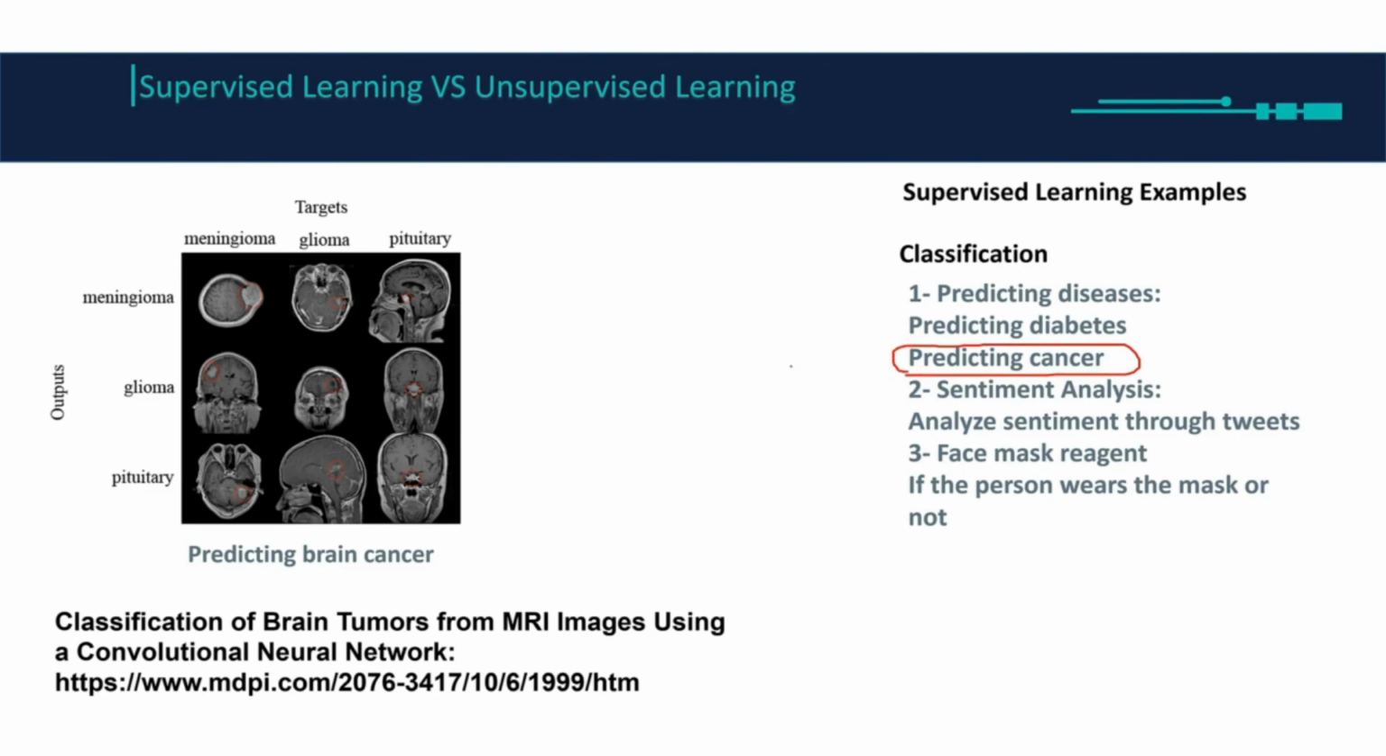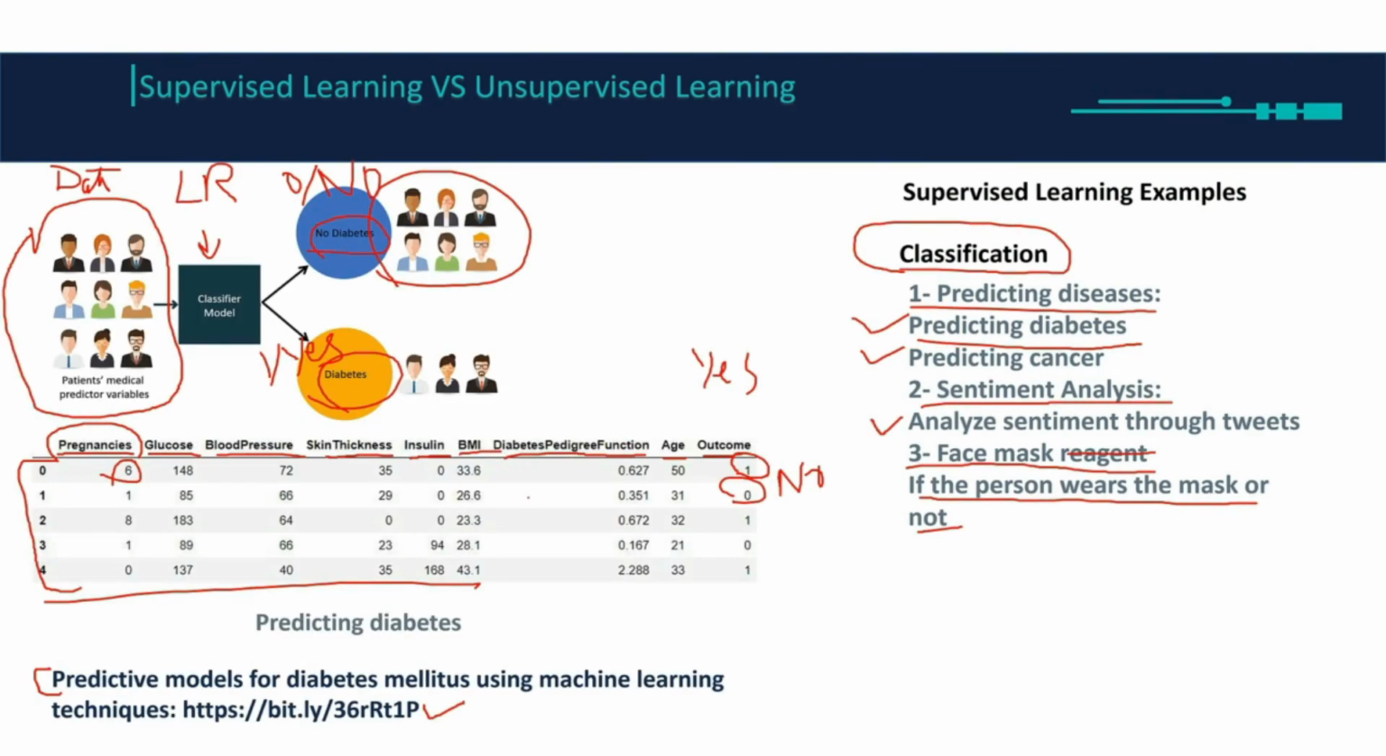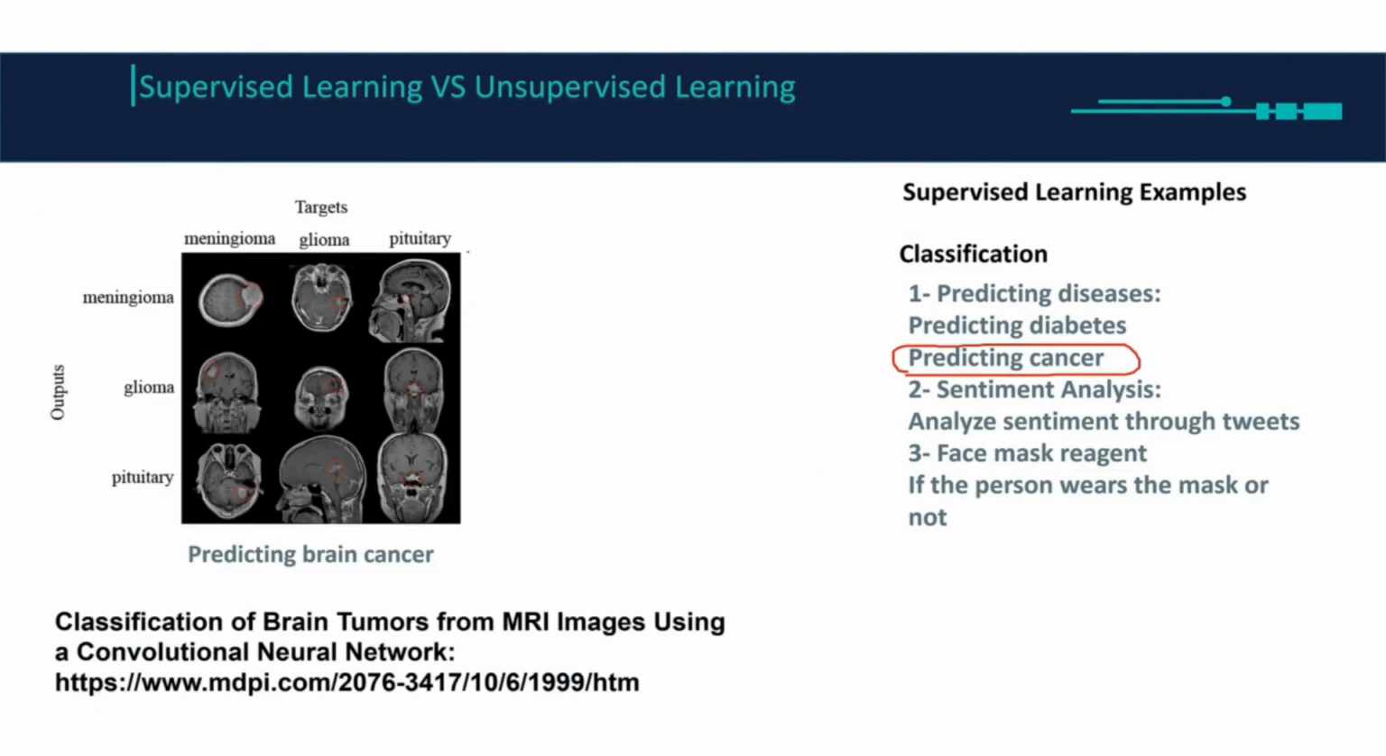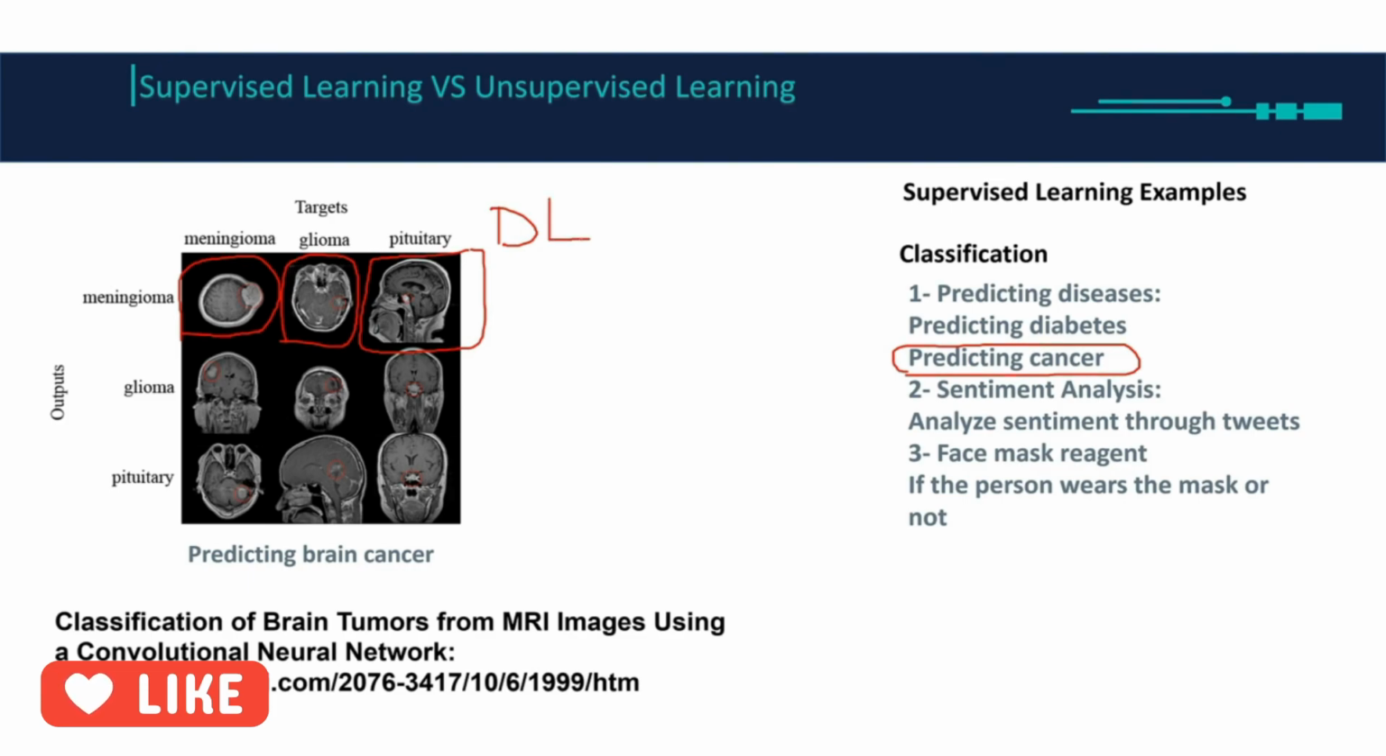Next we have predicting cancer. Here we still have data in the field of medicine, but previously it was a bunch of numbers and text. This time it's images, brain images. Since the data became complicated, it's no longer a bunch of numbers and text, it's images. Now we're going to jump to deep learning. If you remember, we said one of the main reasons deep learning came into existence is that the data became complicated, which means we now have images.